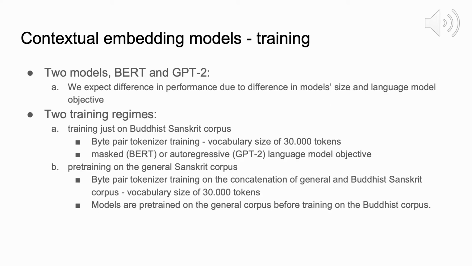For contextual embeddings, we used two methods, BERT and GPT-2. We expected differences in performance due to their respective model sizes and pre-training objectives. We also used two training regimes. In one, we only trained on the Buddhist Sanskrit corpus. In the other, we pre-trained the models on the general Sanskrit corpus first.